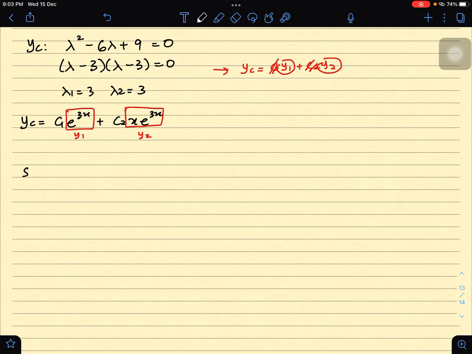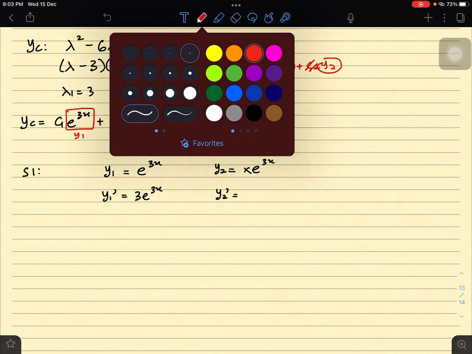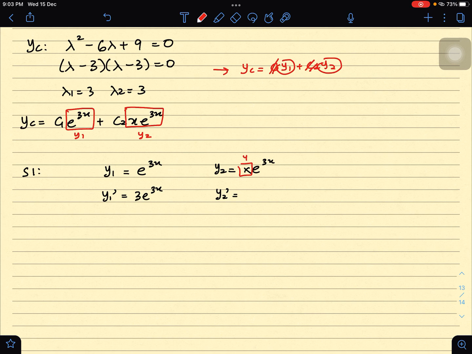So step number 1, we need to identify our y1 and our y2, and differentiate y1 and y2. Your y1 is exponent 3x and your y2 is x exponent 3x. Differentiating exponent 3x is very easy, 3 exponent 3x, but to differentiate y2 you need to use the product rule. The first function is u, the second function is v. So your u is equal to x, your v is equal to exponent 3x, means that u prime equal to 1 and v prime equal to 3 exponent 3x.